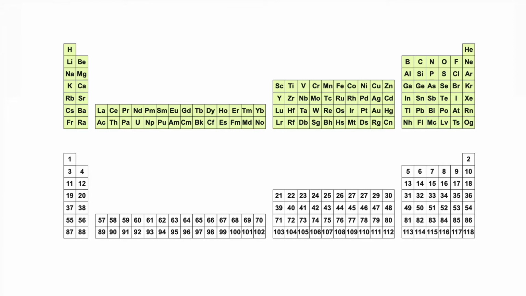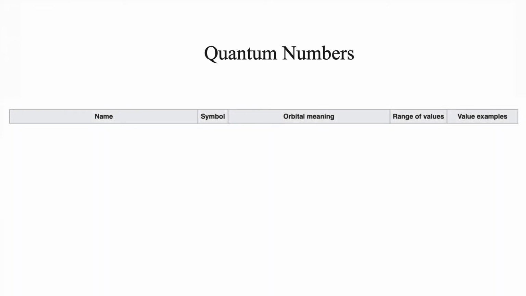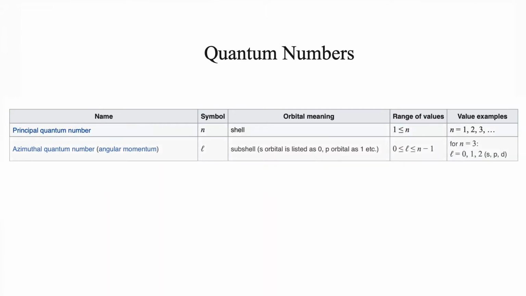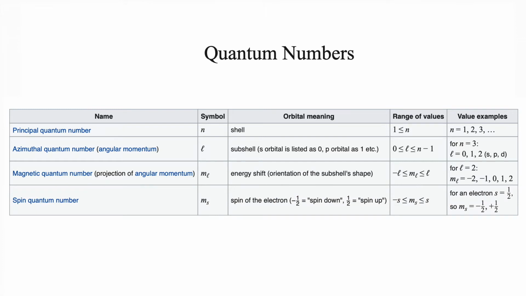So the question is, how do we get to the periodic table? Well, the answer comes from quantum numbers. So let's have a look how the quantum numbers are organised. We have four quantum numbers: the principal quantum number, the azimuthal or angular momentum quantum number, which gives rise to the shapes of the s, p and d orbitals, the magnetic quantum number, and the spin quantum number. An orbital can contain a maximum of 2 electrons of opposite spin.